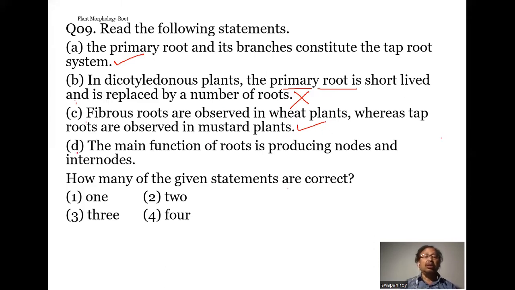D, the main function of root is producing nodes and internodes. This is wrong. Root does not contain nodes and internodes. So here, how many of the given statements are correct? So we have got two statements, A and C, are correct. So our answer is option number 2, which indicates two statements are correct.